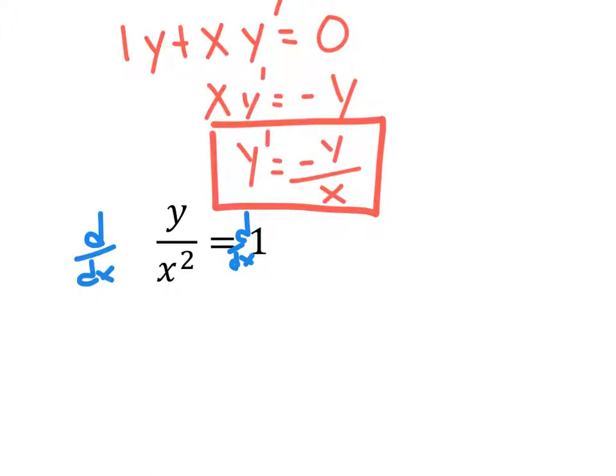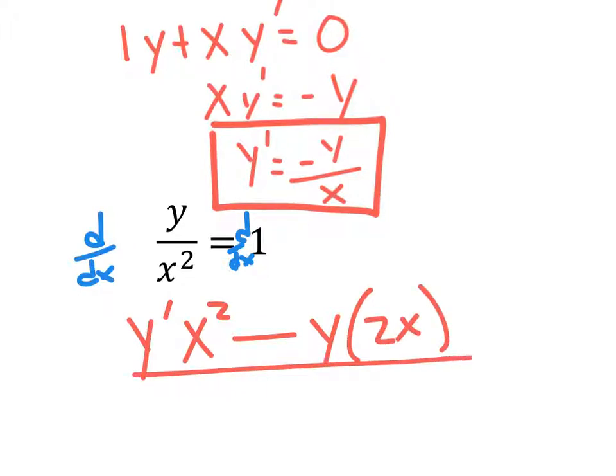You don't have to write that d dx. I'm just showing you what we're going to be doing here. And so this is the quotient rule. We take the derivative of the top, that's y prime, times the bottom, which is x squared, minus the top times the derivative of the bottom. The derivative of the bottom is 2x, all over the bottom squared. On the right side, we're going to get the derivative of 1, and since it's a constant, the derivative of 1 is 0. All right?